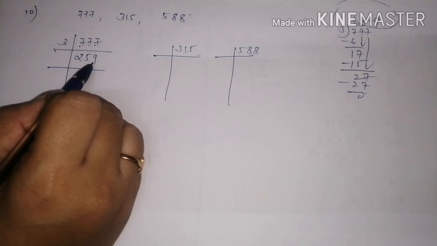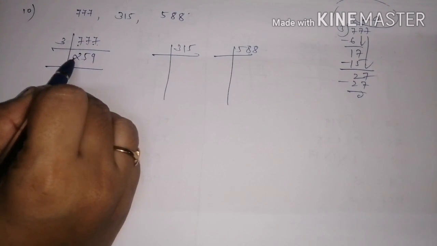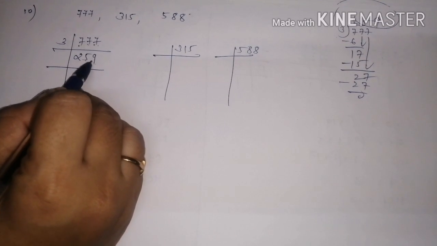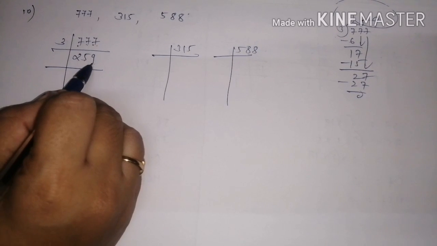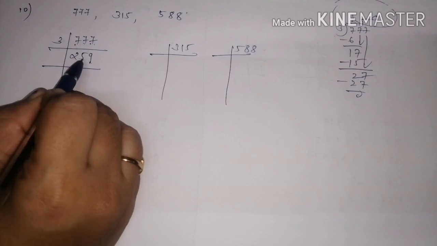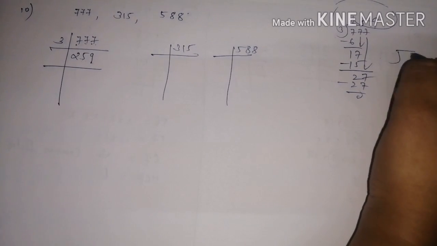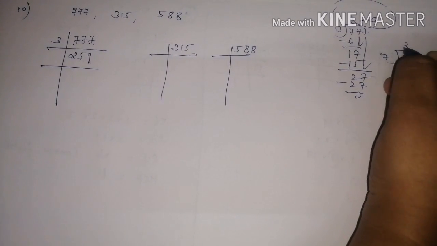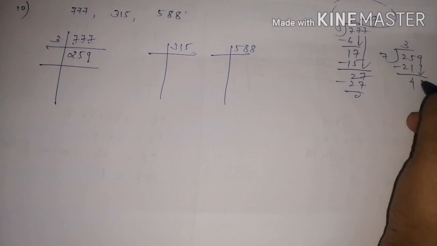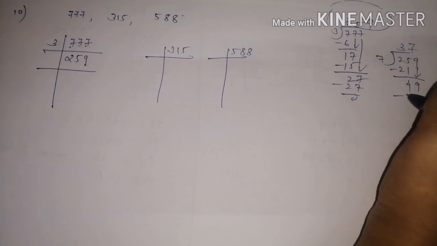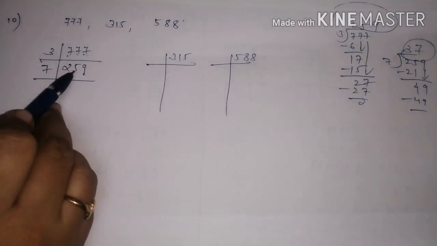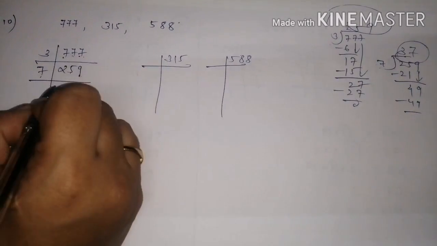Now again let's see which table it will go. 9 plus 5 is 14, 15, 16. It will not go by 2 because in the units place it is 9. 3 also it is not going. 5 also it will not go. Let's divide 259 by 7. 7 3s are 21. 25 minus 21 gives you 4. Take this 9 down. 7 7s are 49. Yes, it will get divided. So if you divide 259 by 7, you get 37.